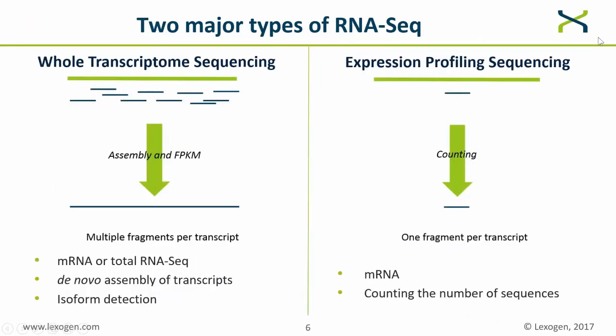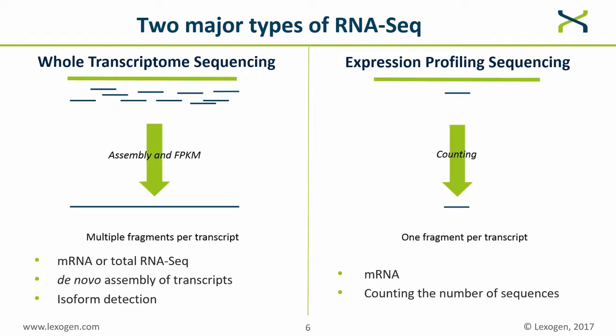Let me first start by briefly describing how expression profiling sequencing differs from whole transcriptome sequencing. Whole transcriptome sequencing, as shown on the left, is designed to generate reads that map across the length of the transcript. It is widely used for mRNA-Seq and total RNA-Seq sequencing projects and is ideal for performing de novo transcriptome assembly or isoform detection and quantification. With whole transcriptome sequencing, the read data must first be normalized by transcript length to give FPKM values for quantification.